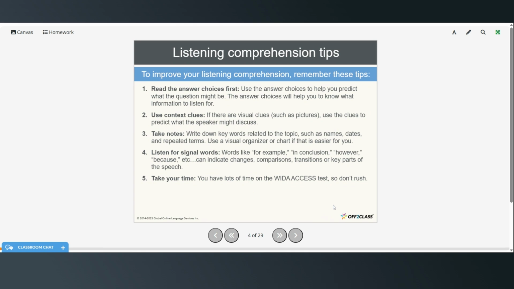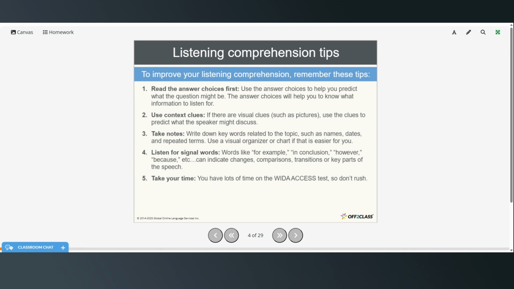So to improve your listening comprehension, remember these tips. Read the answer choices first, and use the answer choices to help you predict what the question might be. The answer choices will help you to know what information to listen for. Use context clues. If there are visual clues, such as pictures, use the clues to predict what the speaker might discuss. Take notes. Write down keywords related to the topic, such as names, dates, and repeated items. Use a visual organizer or chart if that is easier for you.